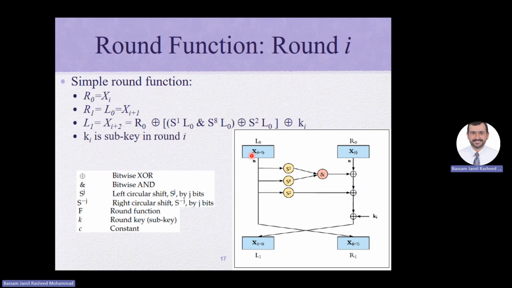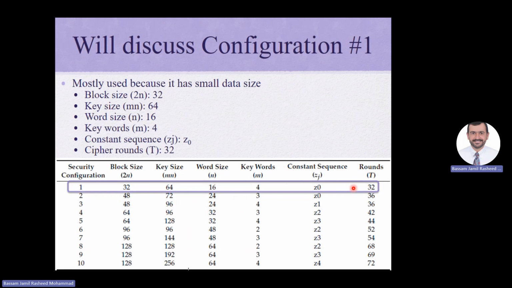So this here is one round. Very simple, very easy, gentle on the hardware. So nothing sophisticated or complicated. Now, how many rounds is this algorithm? 32 rounds. Why? Because we picked a configuration of 32 rounds. Now, notice that here the subkey is 16-bit.